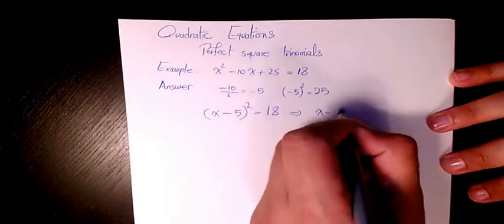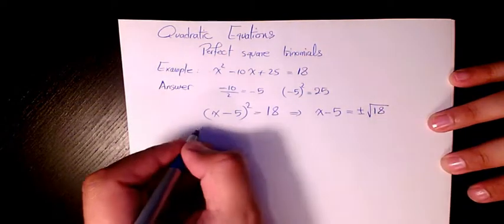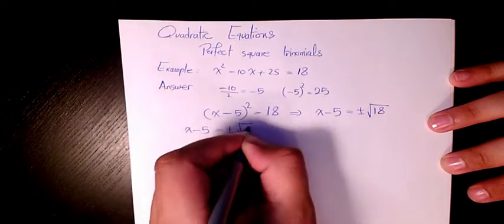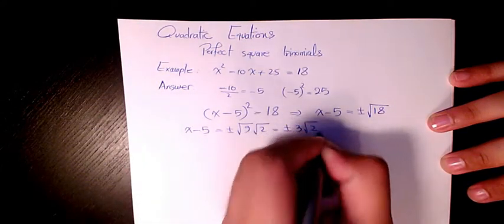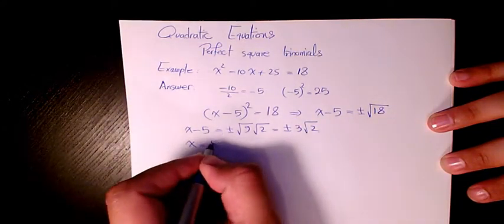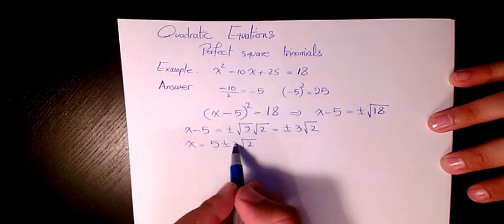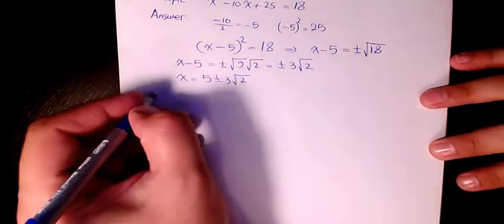Then x minus 5 equals plus or minus square root of 18. And then you have x minus 5 equals plus or minus square root of 9 times square root of 2, which is plus or minus 3 root 2. X will be 5 plus or minus 3 root 2. So 5 plus 3 root 2 or 5 minus 3 root 2. Next example.